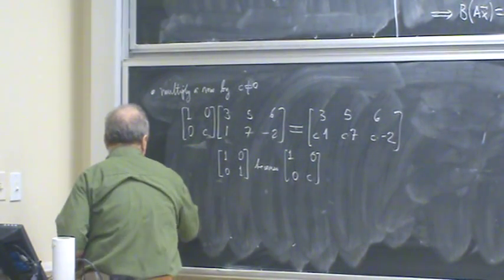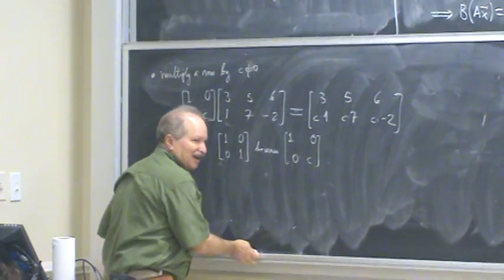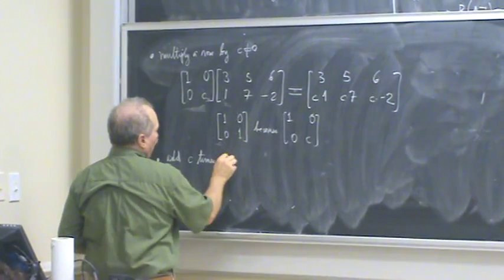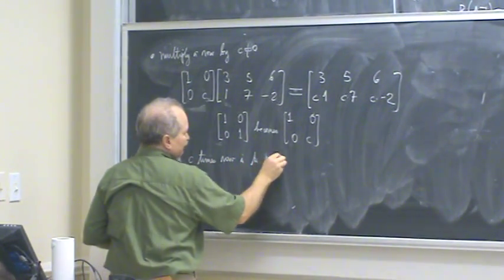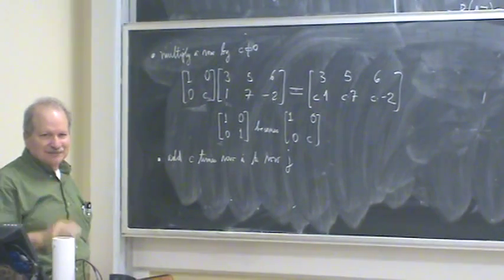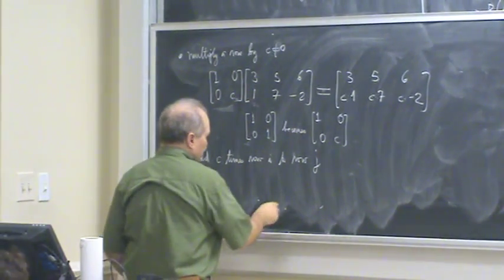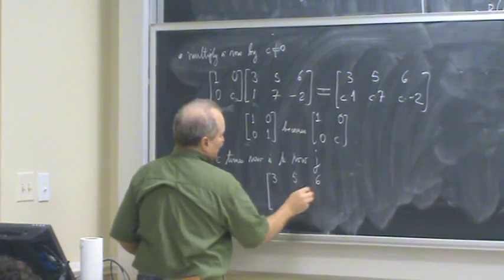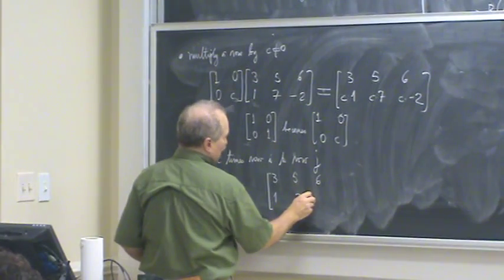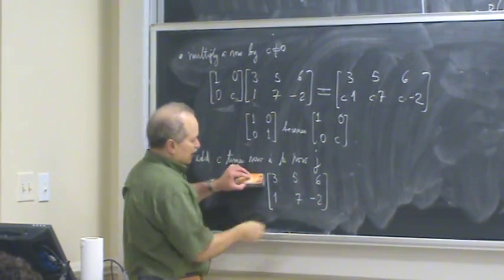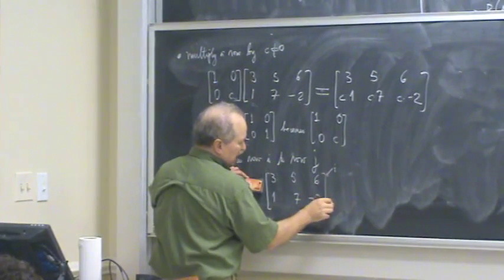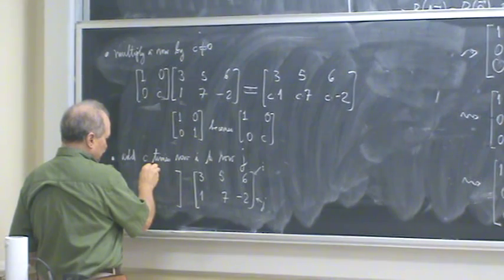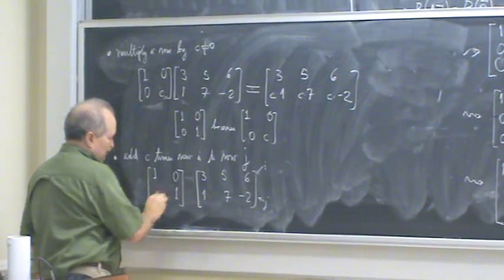Last one. I've sort of blown the punchline. Add C times row I to row J. So suppose I want to add, so think of this as the general example, and let's say this is row I and this is row J. So 1, 0, C, 1. Does that work?